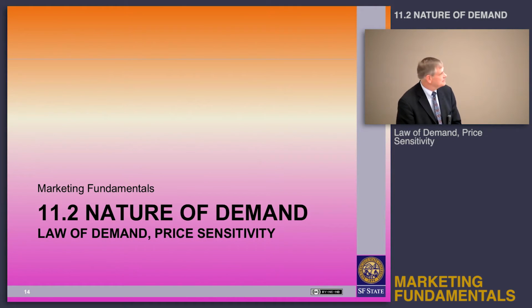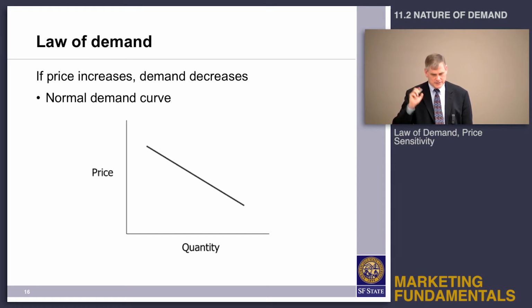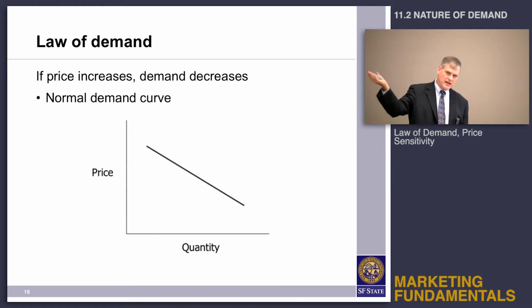So let's talk about demand, the law, price sensitivity, and then just talk about what demand looks like in luxury markets and oligopoly markets. This, my friends, is the demand curve. Thank you very much. You've probably seen this a million times, and it's a straight line. It's not a curve, but who am I to judge? And the law of demand says that as price increases, the quantity demanded decreases.